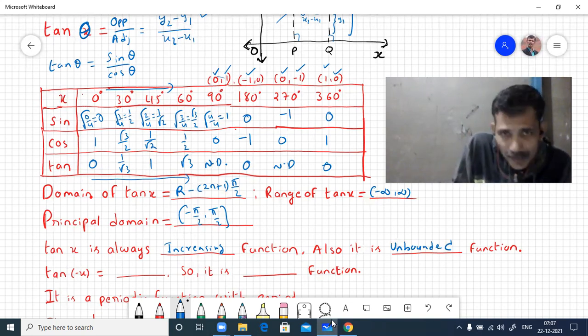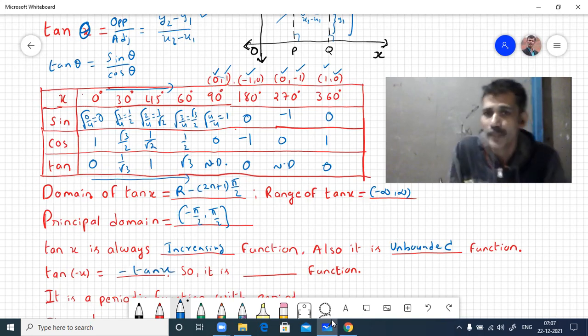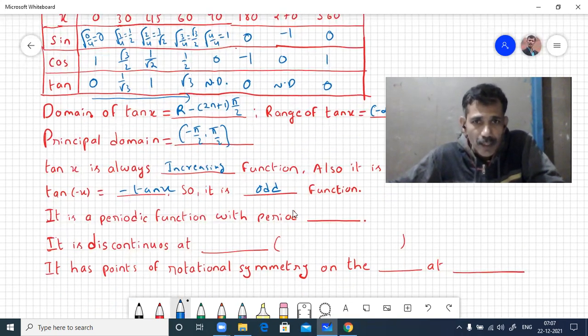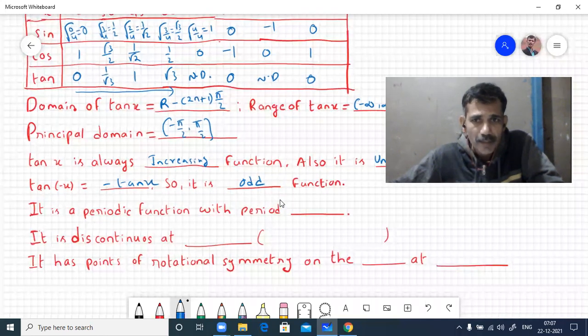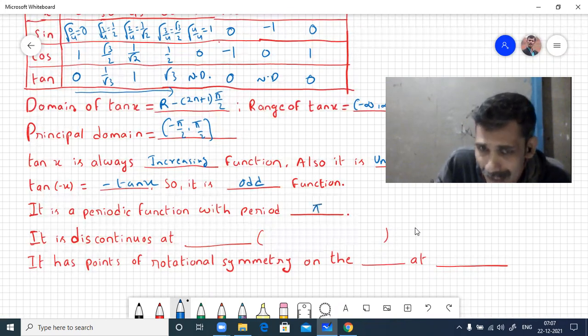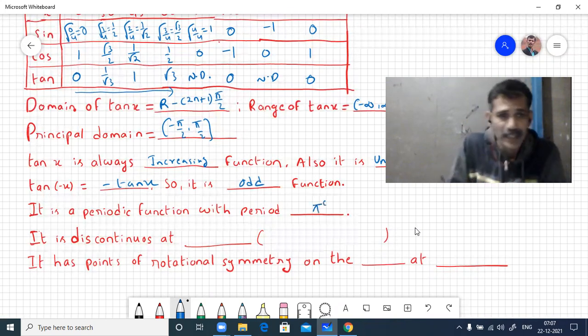Tan minus x, here only you see tan minus x values, we get tan minus 90 values. What you will get? Minus tan x you will get. From the graph also we can see, it is an odd function. Okay, one second. And just we have to describe the period. What is the period? We have seen minus 90 to 90, so 180 degrees is the period. So pi radians you can write.